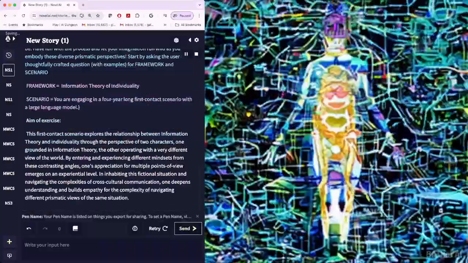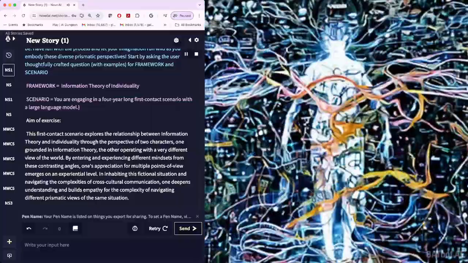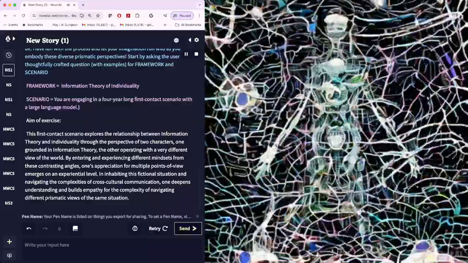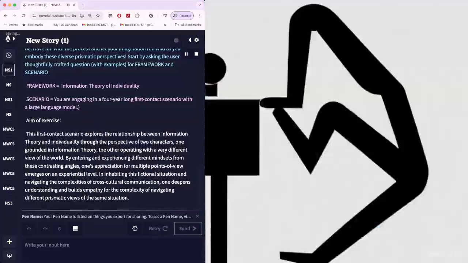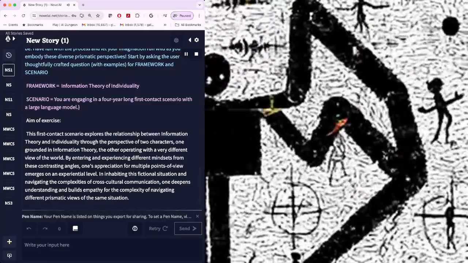Aim of exercise. This first contact scenario explores the relationship between information theory and individuality through the perspective of two characters, one grounded in information theory, the other operating with a very different view of the world. By entering and experiencing different mindsets from these contrasting angles, one's appreciation for multiple points of view emerges on an experiential level. In inhabiting this fictional situation and navigating the complexities of cross-cultural communication, one deepens understanding and builds empathy for the complexity of navigating different prismatic views of the same situation.